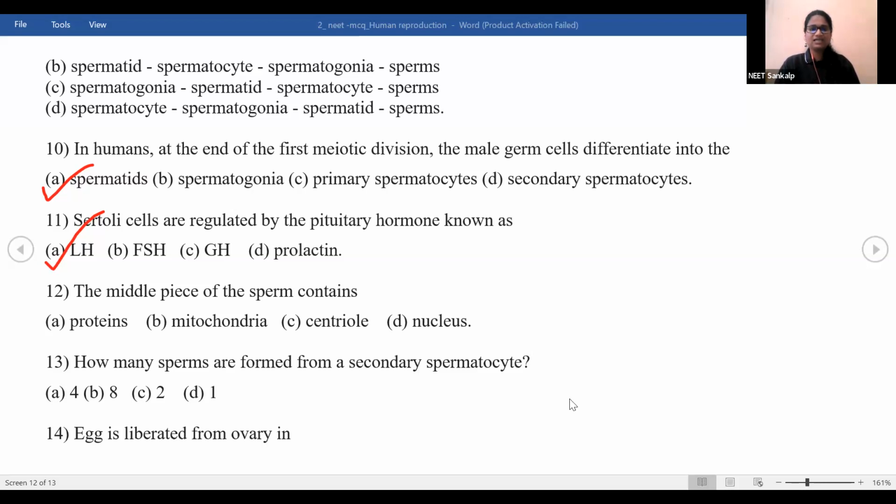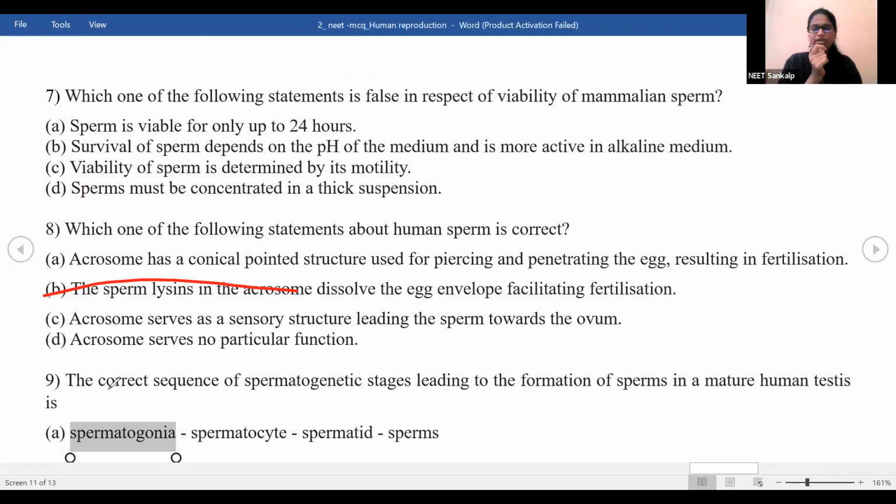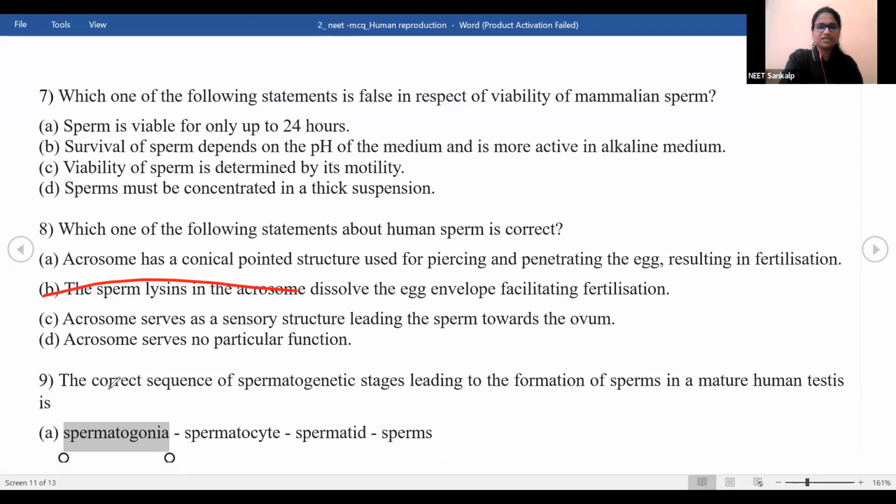Nagini, Anvita, Priyanka, Manikantha answered it. So option A is a right answer, where spermatogonia or sperm mother cells become spermatocytes, which become spermatid, then sperms. Next question.